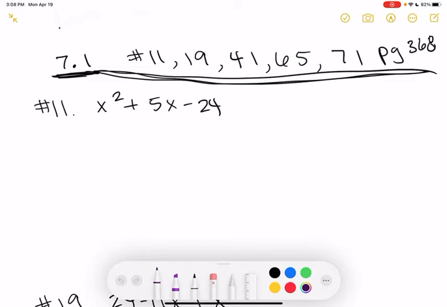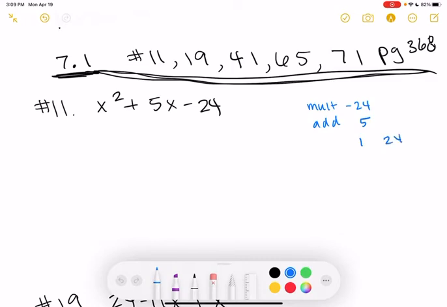Next thing is, I don't see 4 terms, so it's not grouping. I don't see 2 terms, so it's not difference of squares. So let's go ahead and make our list of things that multiply to negative 24 and add to 5. So, multiply to 24. Let's just list them all out.